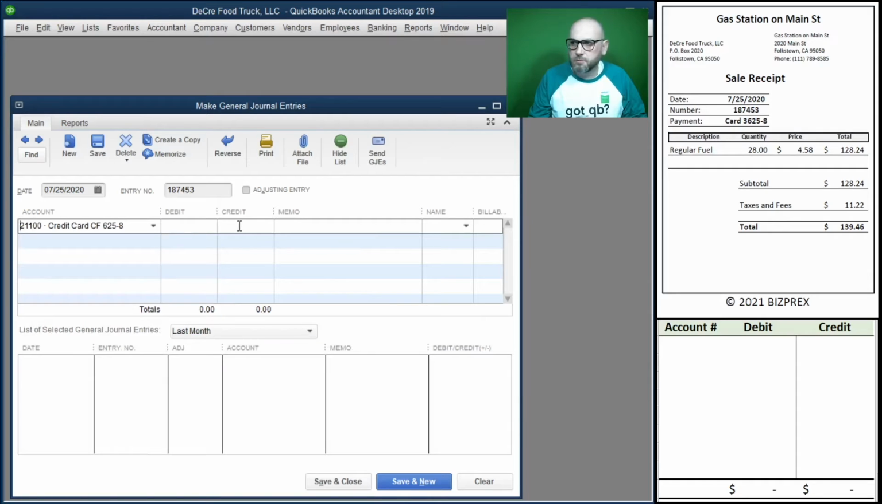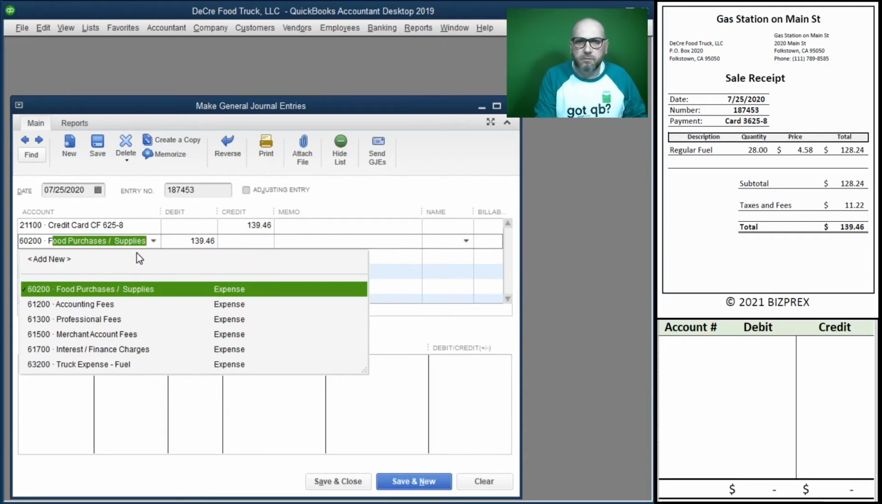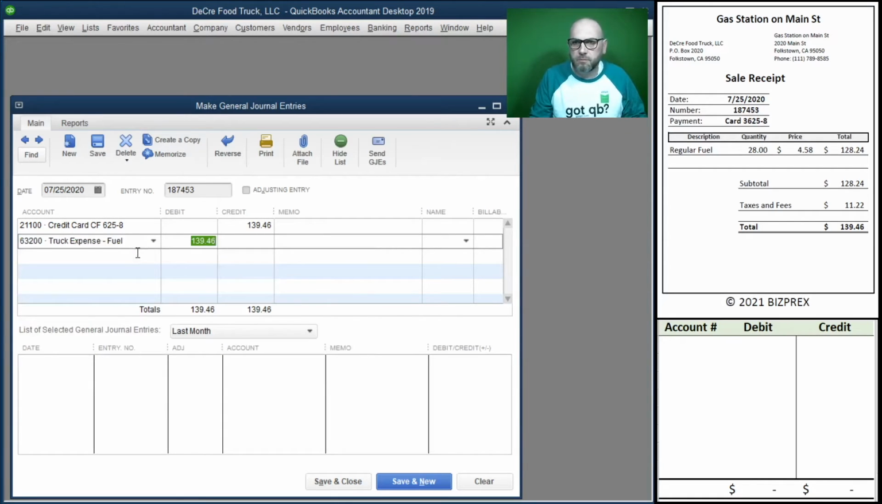Credit card balance is going up. Alright, and then we have fuel. Alright, good to go. Debits and credits are in balance.